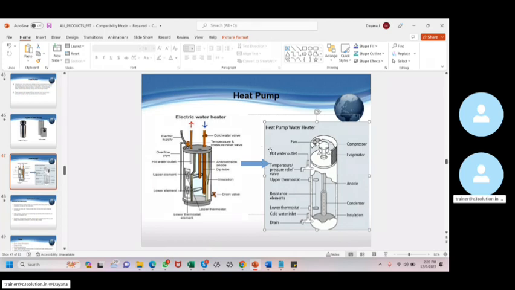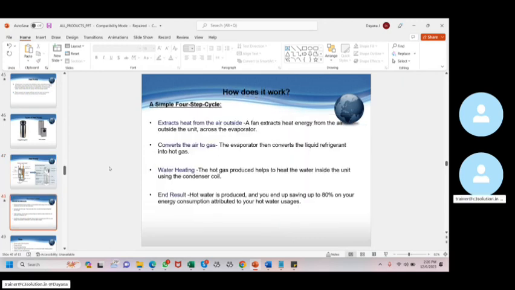Then finally, you will get hot water here. Here is your tap. Think about it. Just think that here is your tap, connected with this outlet. You will get hot water. Clear now? This is how it works.